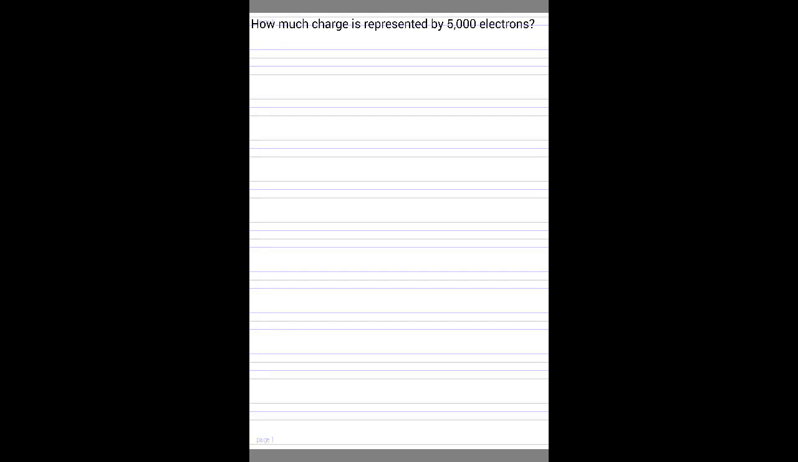So as you can see through examining the problem description, this is a pretty trivial example which really just involves unit conversion. We're asked how much charge is represented by 5,000 electrons. If you'll recall from reading the course material, we discussed two fundamental ways in which charge can be represented.